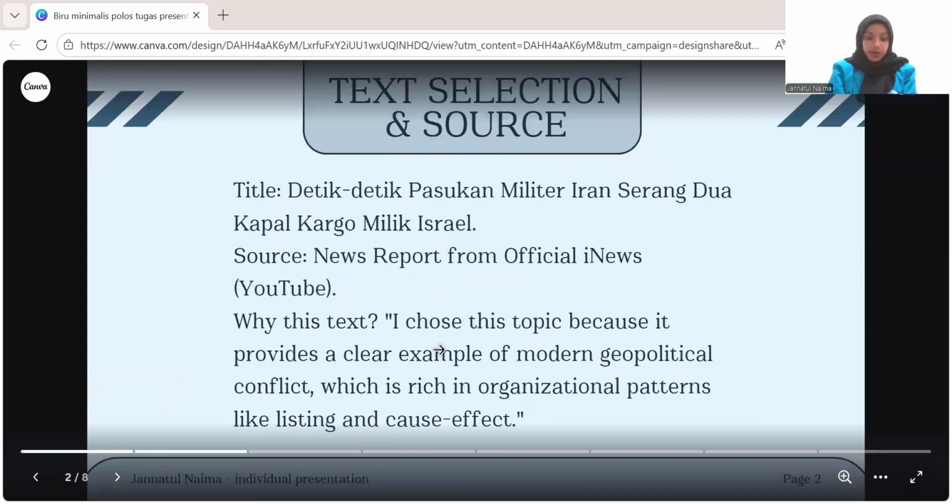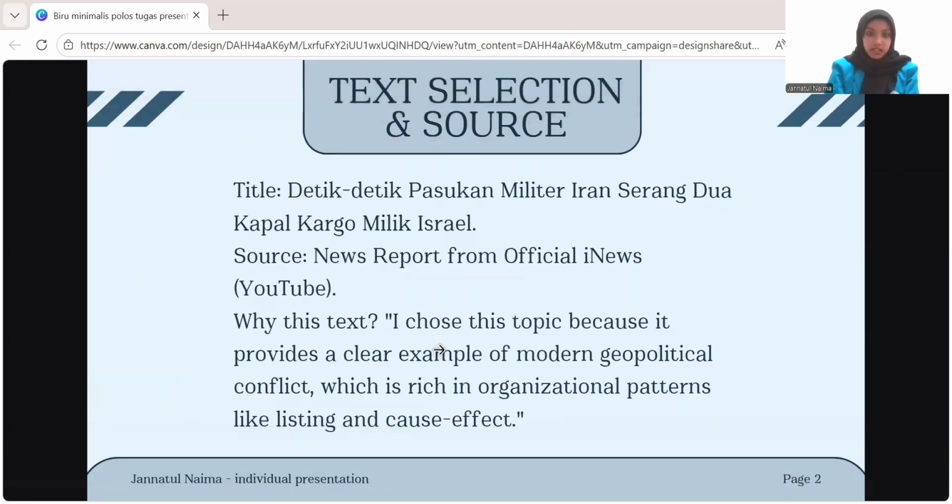For the first slide, the text selection and source. The text I chose is a news report from the official iNews YouTube channel, and the title is Iran attacks Israel linked cargo ships. I selected this text because it contains a very clear logical structure, which makes it excellent for analyzing complex reading patterns such as listing, sequence, and cause and effect.